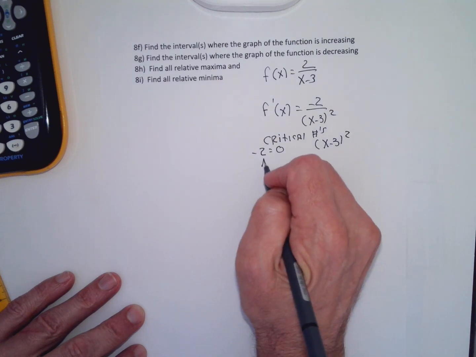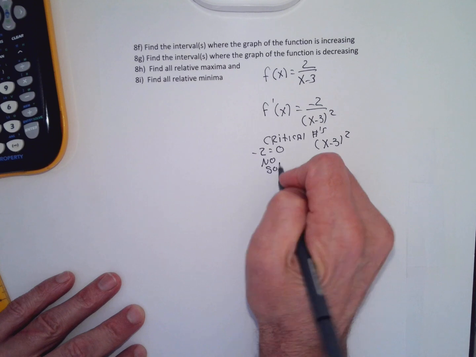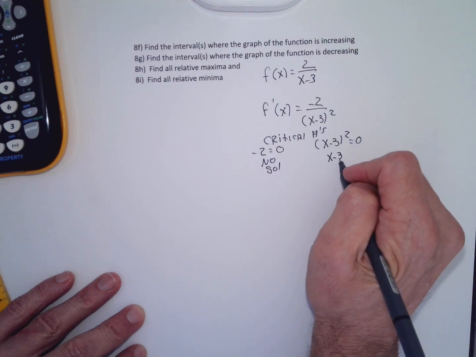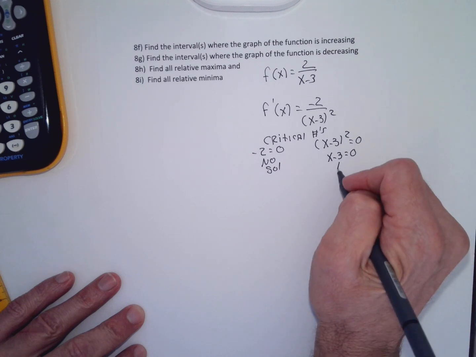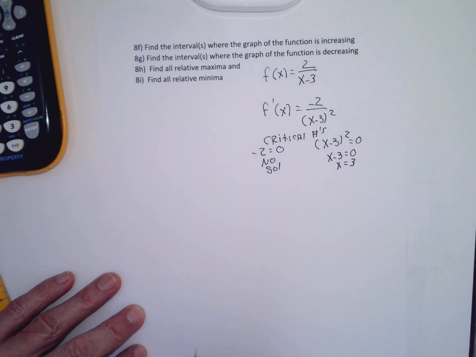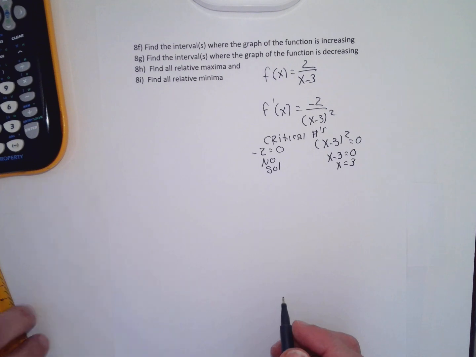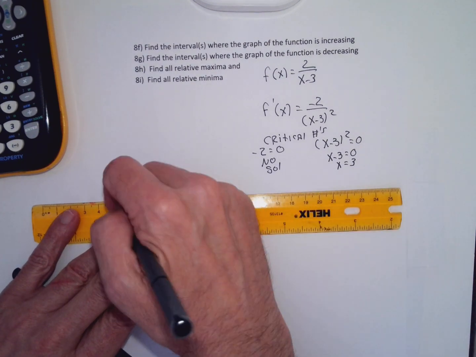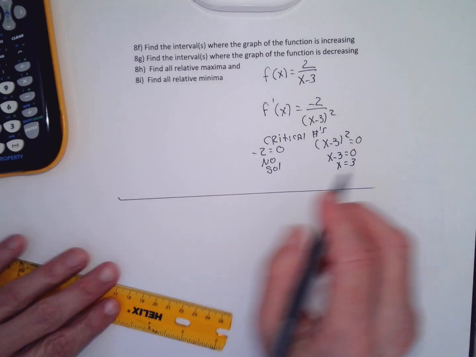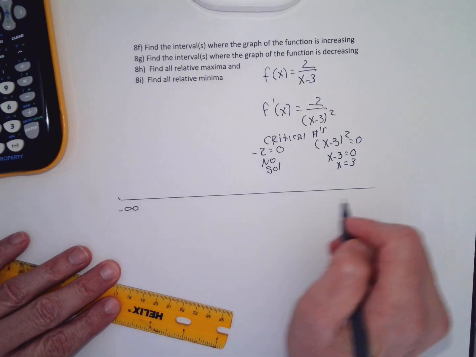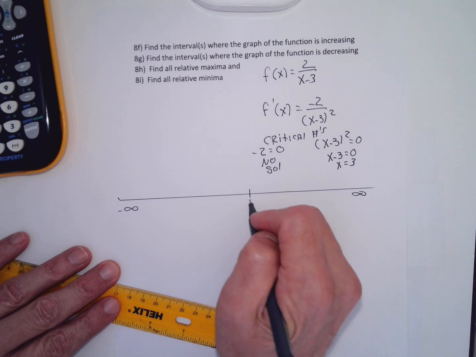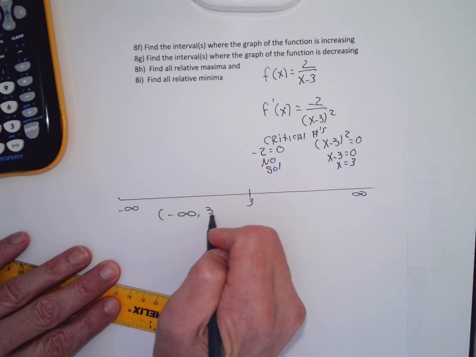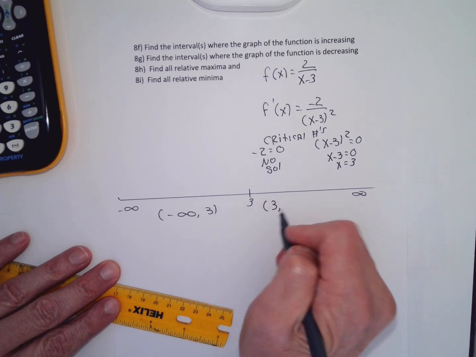The numerator, because it doesn't have an x, is not going to give a critical number. The denominator, you don't have to worry about the exponent. If there's a parentheses with an exponent, it's just enough to set the inside of the parentheses equal to 0. My critical number is going to be 3. So I'm going to, on a number line, plot negative infinity, positive infinity, as well as 3. Make an interval from negative infinity to positive 3, positive 3 to infinity.